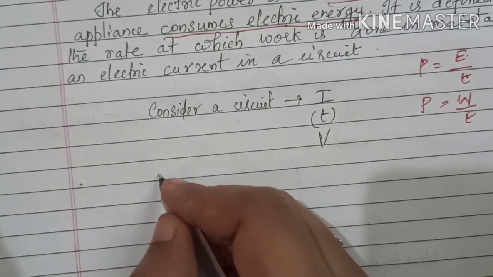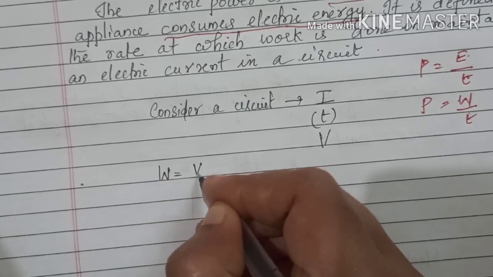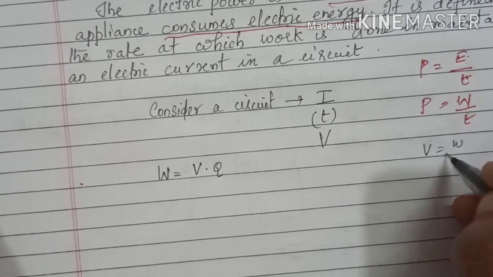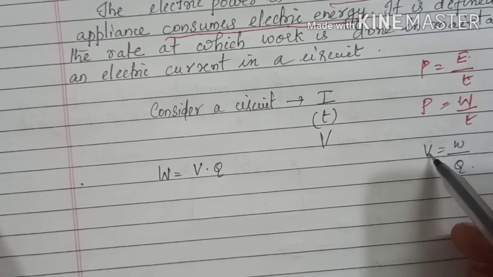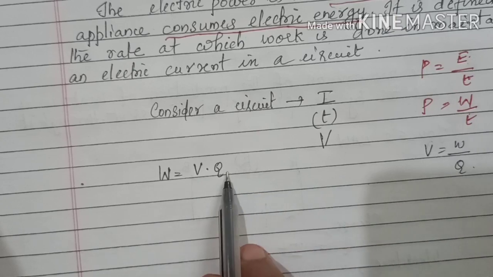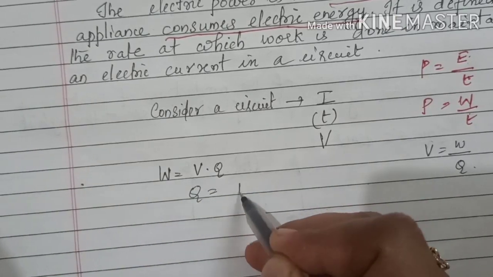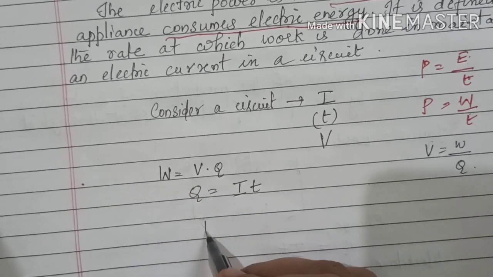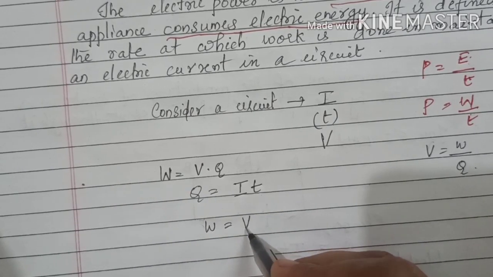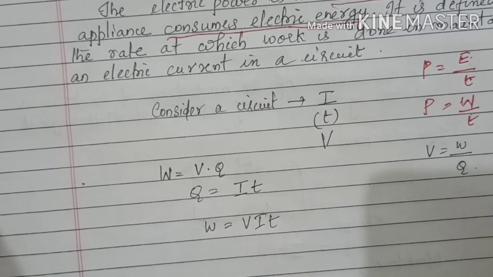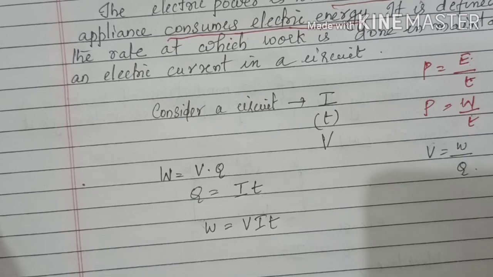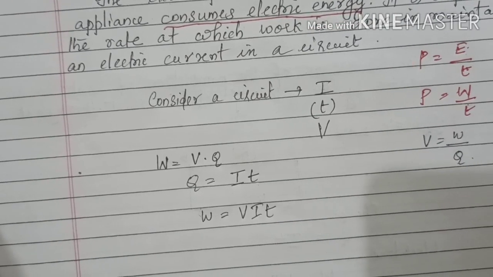Because you know what work done is. Work done is equal to V into Q, isn't it? You have studied that V is equal to W by Q and W equals V into Q. Clear? Now what is Q? Q you have studied as I t, isn't it? Q is equal to I t, and for W you can write V I t. Now according to our definition, power is equal to work by time.